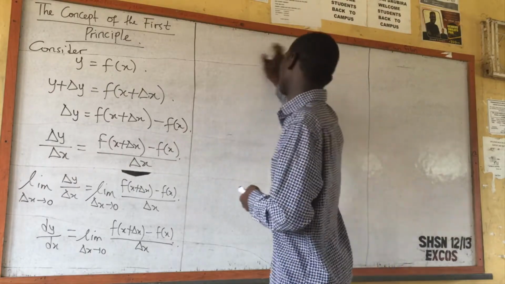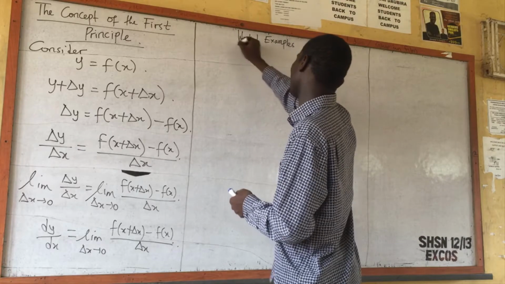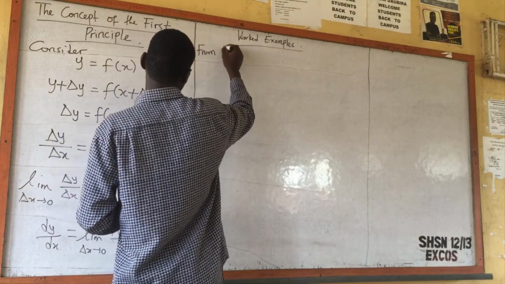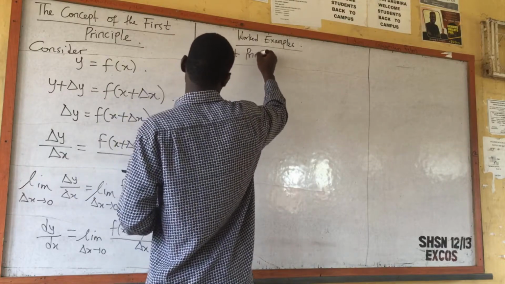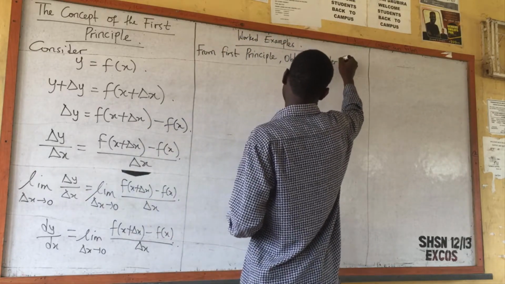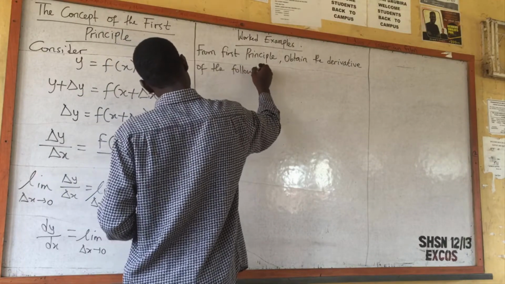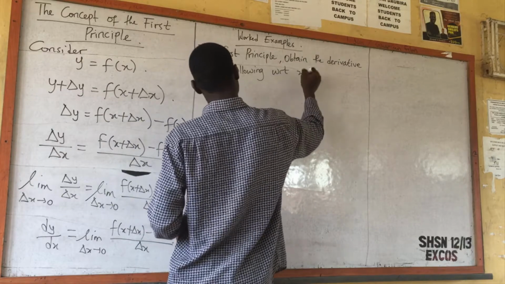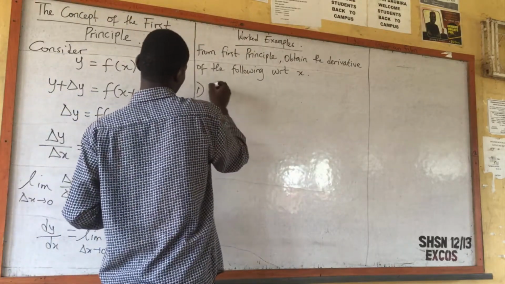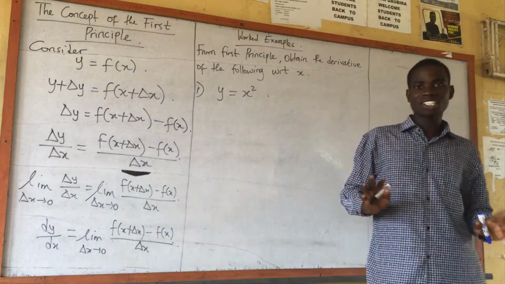So now, examples. From first principle, obtain the derivative of the following with respect to s. Number 1, y equals s squared. So we are going to obtain the derivative of this by first principle.